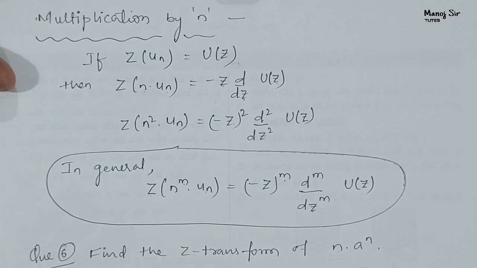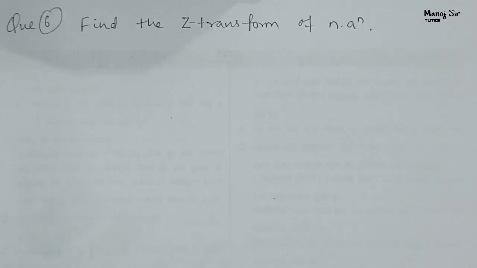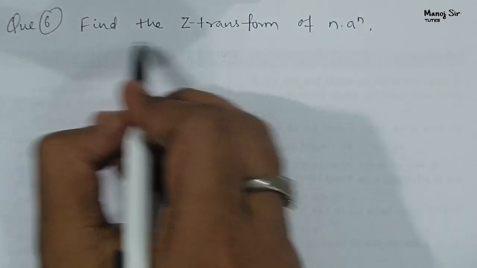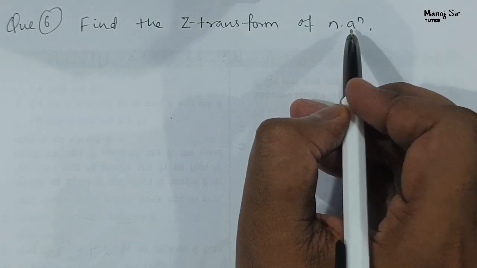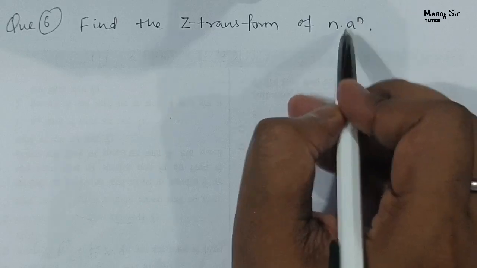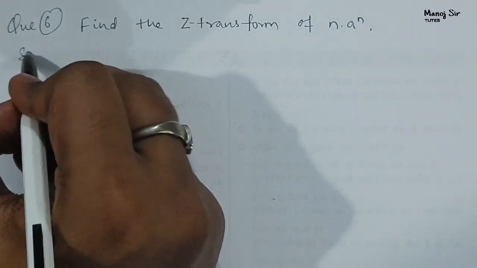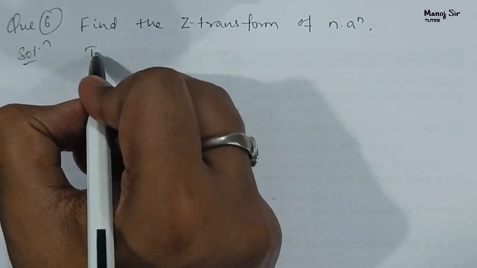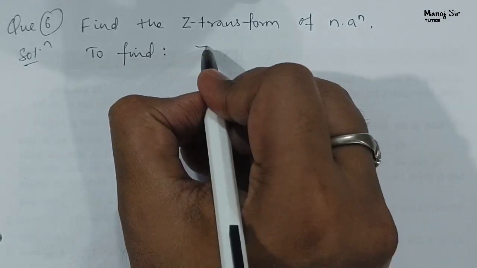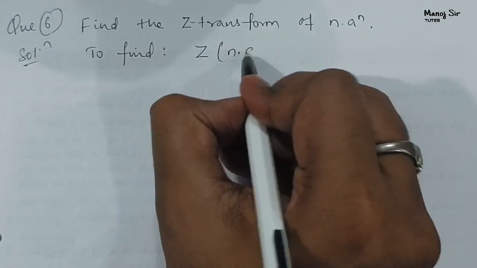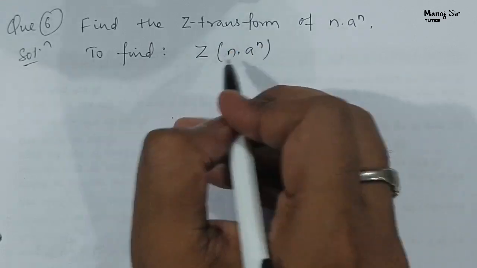Now we will try to solve a problem. The question is, find the Z transform of n into a to the power n. Here you can see n is multiplied with a to the power n. So we need to find the Z transform of n into a to the power n.